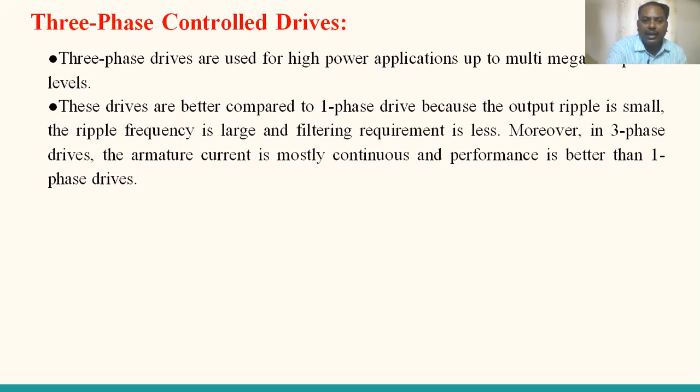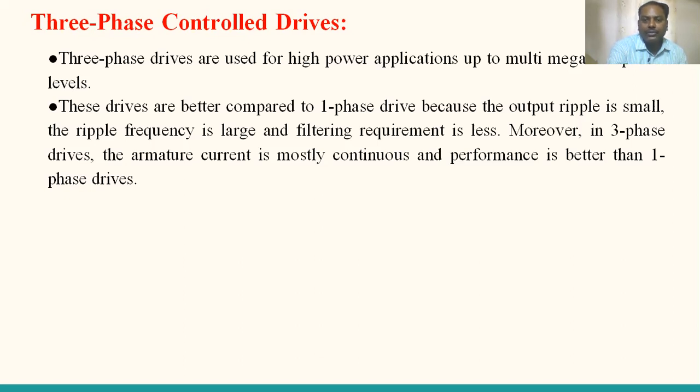In the three-phase drives, the pulse number is increased, resulting in very small ripple content in the output. So the ripple frequency is very high and the filtering requirement is less. Filtering means low pass filters, high pass filters, and all the filters used to minimize harmonics, ripples or distortions. These are made with capacitors and inductors, so the cost of the filters is very high. As the filtering requirement is reduced, this drive is more economical.